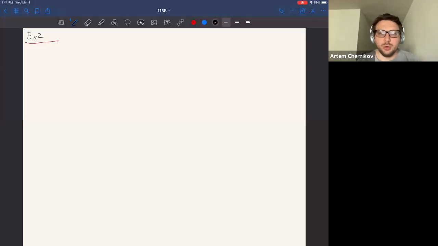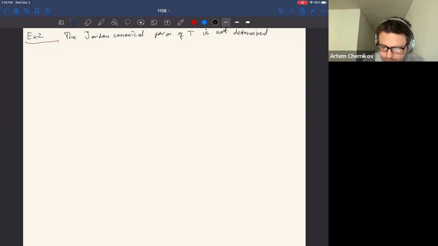Okay, example 2. It's important to point out that the Jordan canonical form of a linear operator T is not determined by the characteristic polynomial of T alone. So what do I mean by this? You'll see in the example in a second.